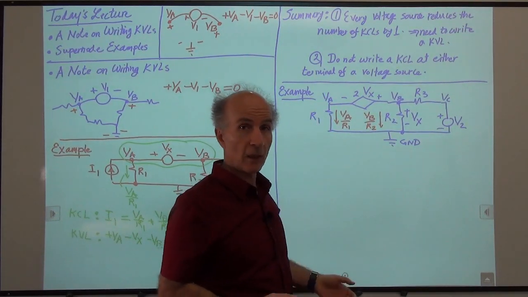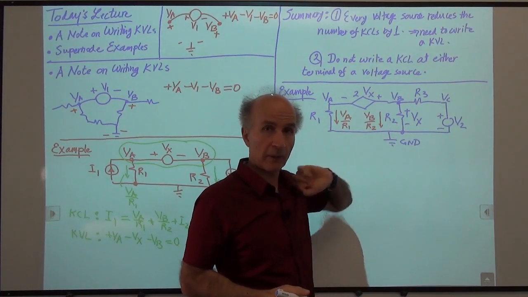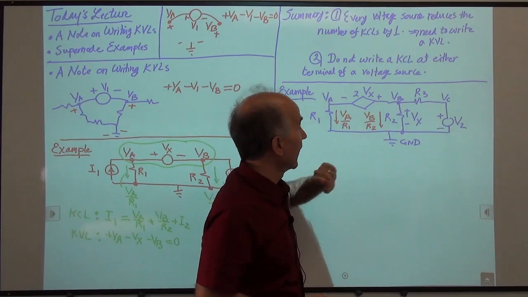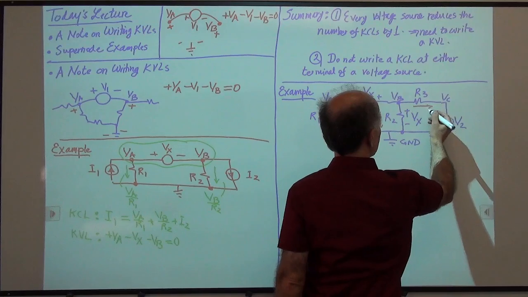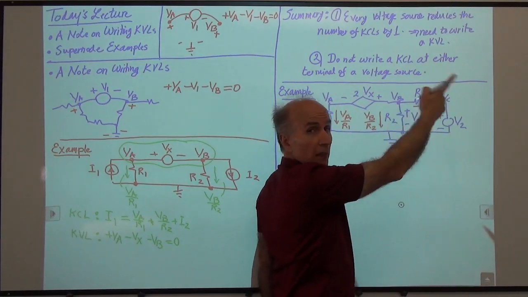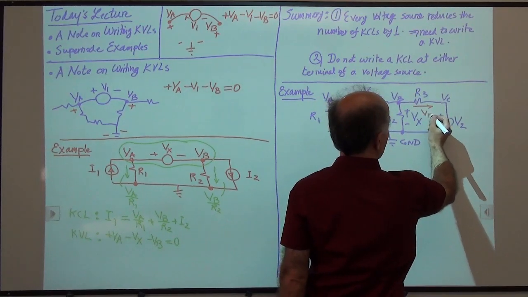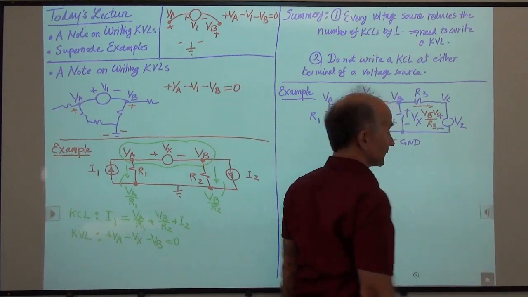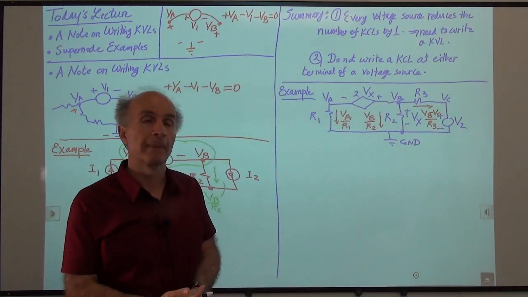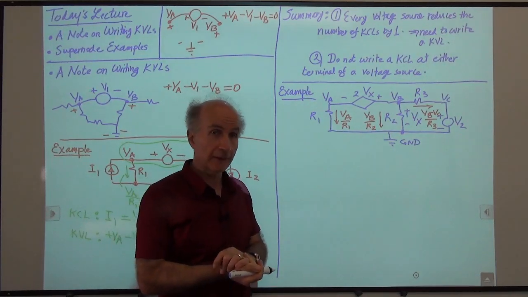You might be tempted to say, well, it's also Vx over R2. That's true, but wait for that. We'll come back to that in a moment. And then finally, R3 has a current. If you go from left to right, it's the voltage on the left minus the voltage on the right divided by R3. So VB minus VC over R3. So we found the currents through all the branches that we could find.